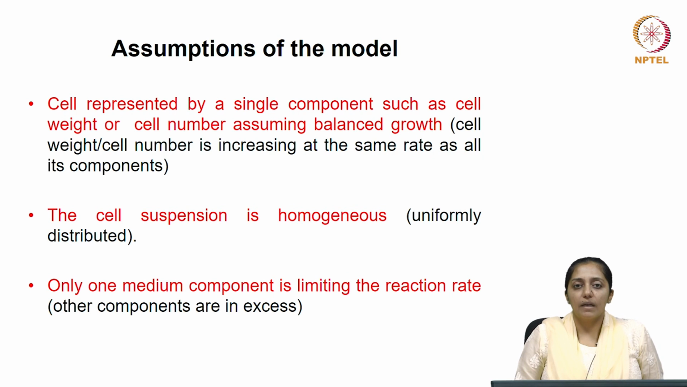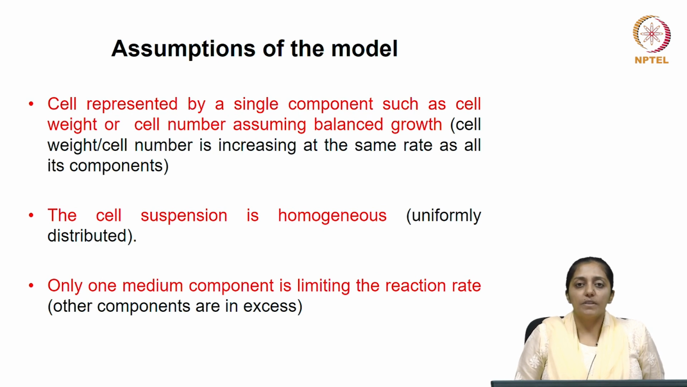Now, the assumptions in distributed and unstructured models are: the cell is represented by a single component such as cell weight or cell number, assuming balanced growth. Now, what is balanced growth? If the cell weight or the cell number is increasing at the same rate as all its components, then we can term it as balanced growth. So, when this assumption is in place, the cell can be represented by a single component such as the cell weight or the cell number.